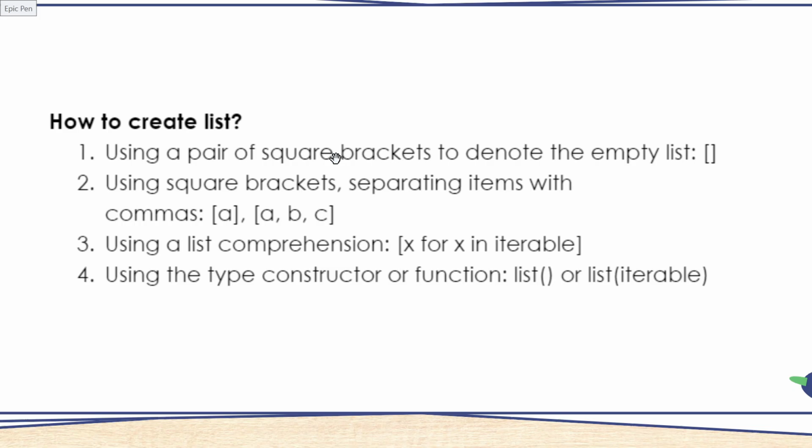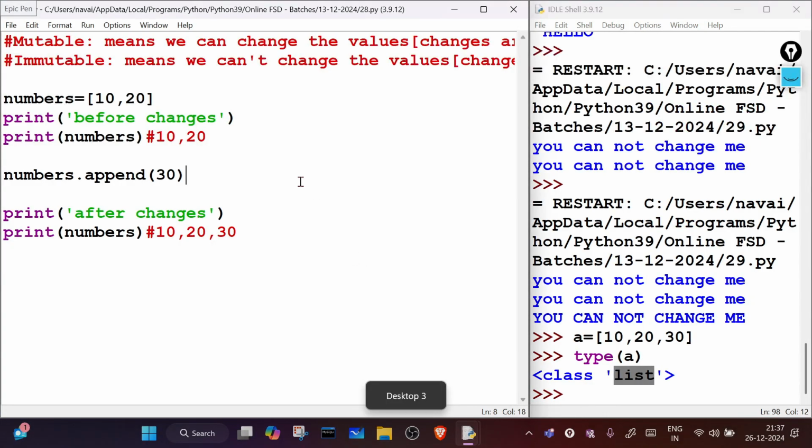Okay, how to create a list? There are different ways to create a list. We can use square brackets. Whenever you want to create a list, we use square brackets. The second way is using curly brackets, separating items with commas. Okay, so like that we can also create the list. Another way is using list comprehension. This is one of the important topics, list comprehension. Later we will discuss this in detail, but now I can show you one example. What's the meaning of list comprehension?